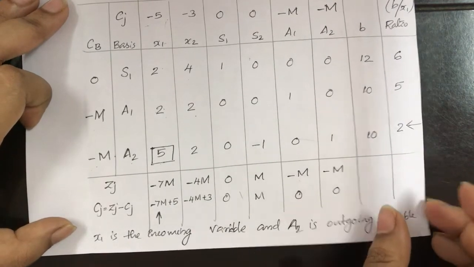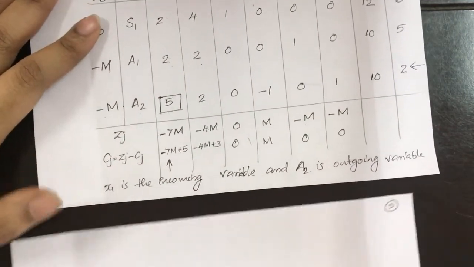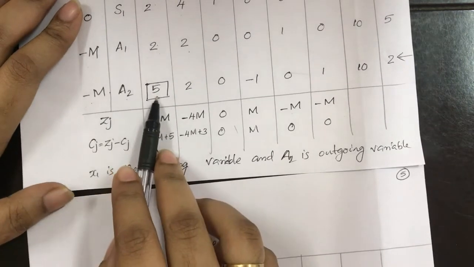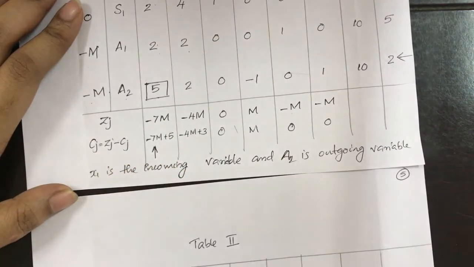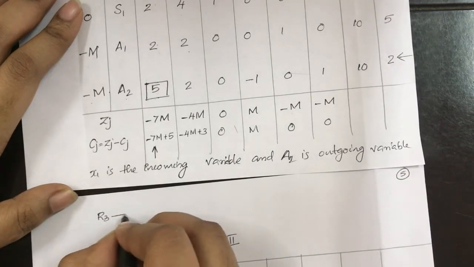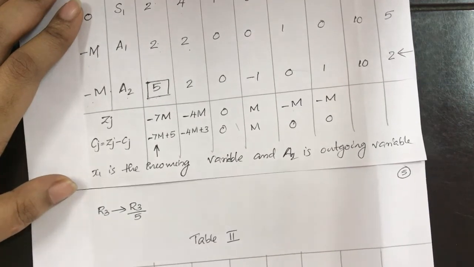So we are going to write the table 2. In the table 2 we need to make this 5 as 1. So that we are going to do the row transformation. R3 changes to R3 divided by 5.